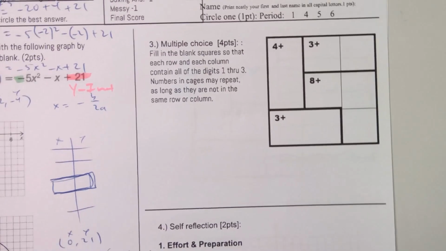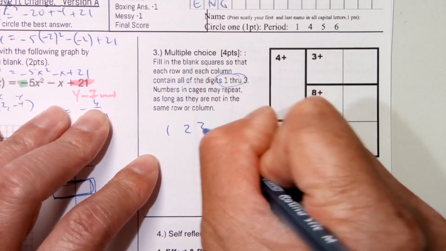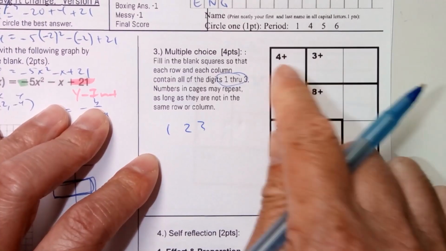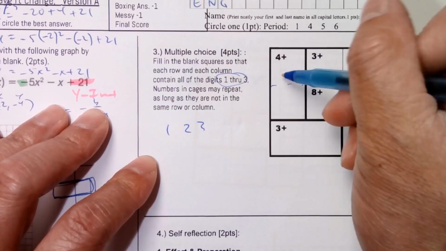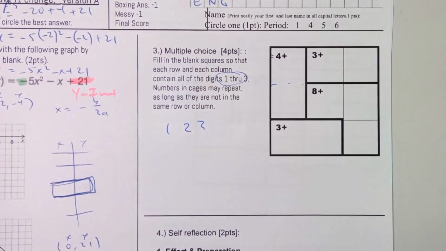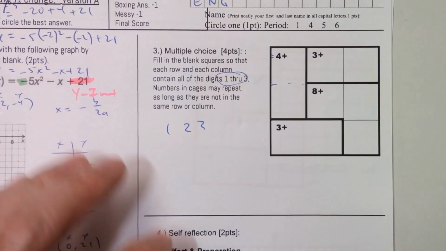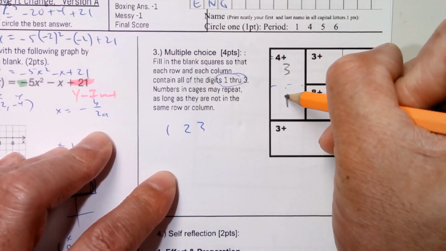Okay, remember you're only using the numbers 1, 2, and 3 in each row, in each column, and then these two numbers will add up to be 4. Okay, so let's go ahead and do that. The only two numbers that add up to 4 are 3 and 1. I'm going to put a 2 here.